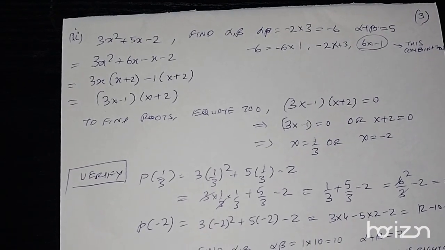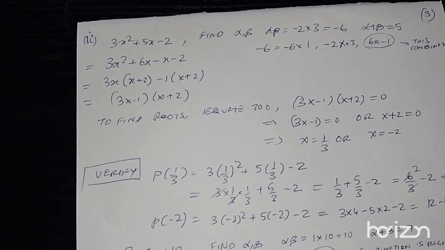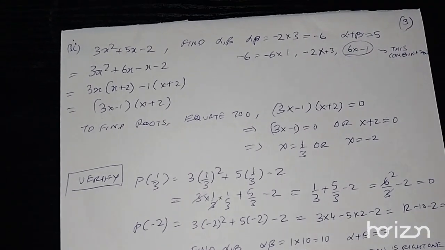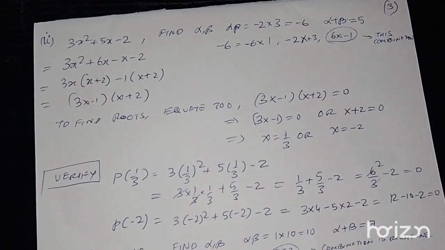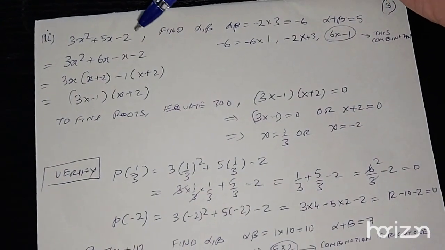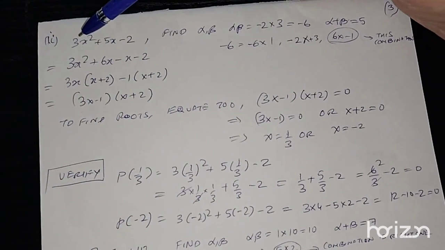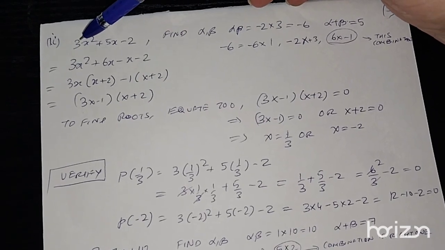Hi friends, so let us do a few more problems wherein we factorize by inspection and then find the roots of the quadratic equation. Okay, so assume that we are given 3x squared plus 5x minus 2. Now you have to find two numbers whose product is equal to a into c.